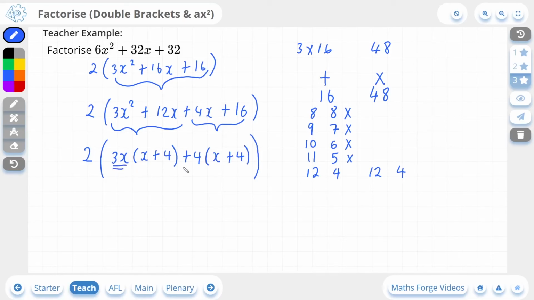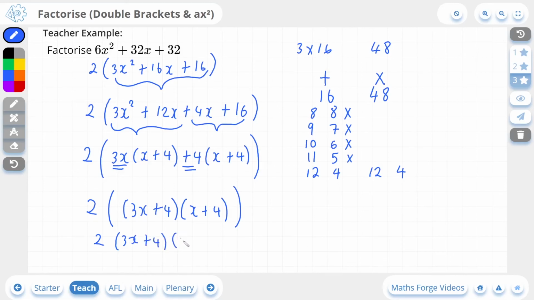Now I know the terms outside of the brackets form to make one set of brackets. So it's going to be 3x plus 4. And now I know that the terms inside the brackets, the x plus 4 and the x plus 4, form the other bracket, which is just going to be x plus 4. And we close this fully. Now, since there are no further operations outside of these two brackets, we can take off the big brackets, and we're going to be left with 2, 3x plus 4, and then x plus 4.